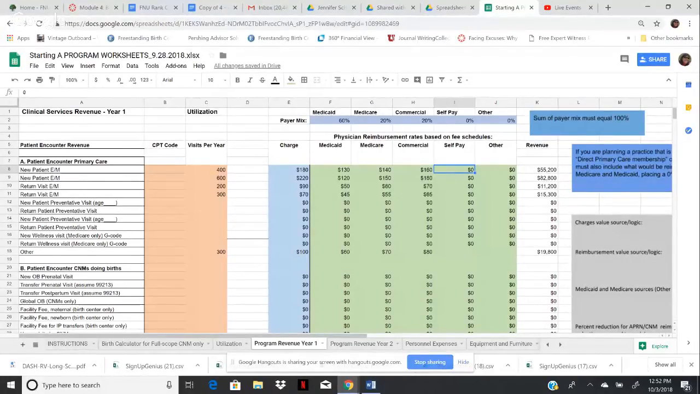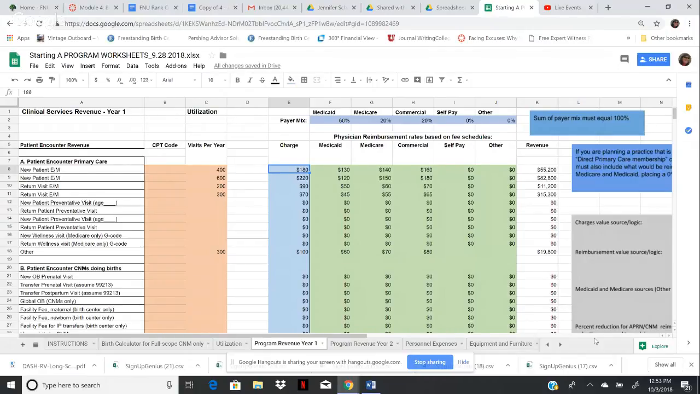So then the last thing that you'll need to do here is to set your charge. Your charge will always be higher than your highest payer. Your highest payer is usually commercial. And so make your charge higher than your highest payer. The self-pay reimbursement will be the same as the charge unless you have a discount that you apply and describe that discount.